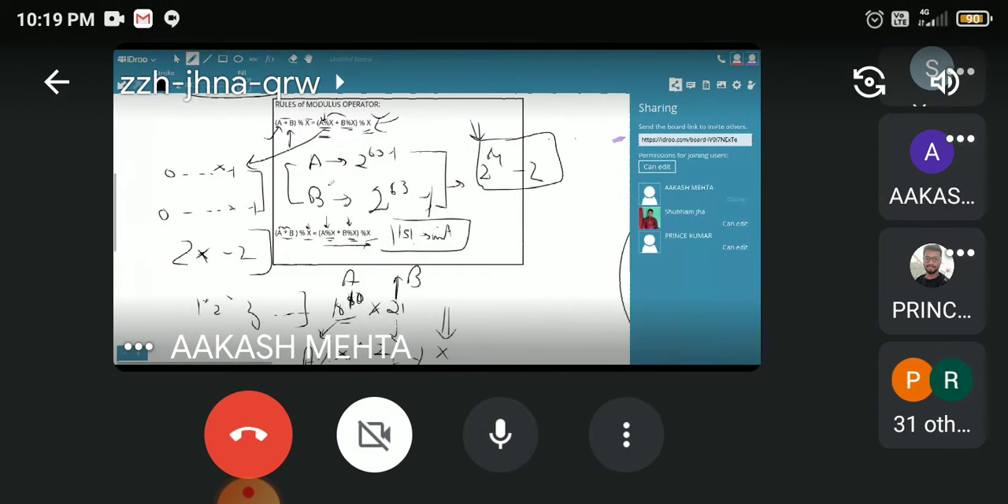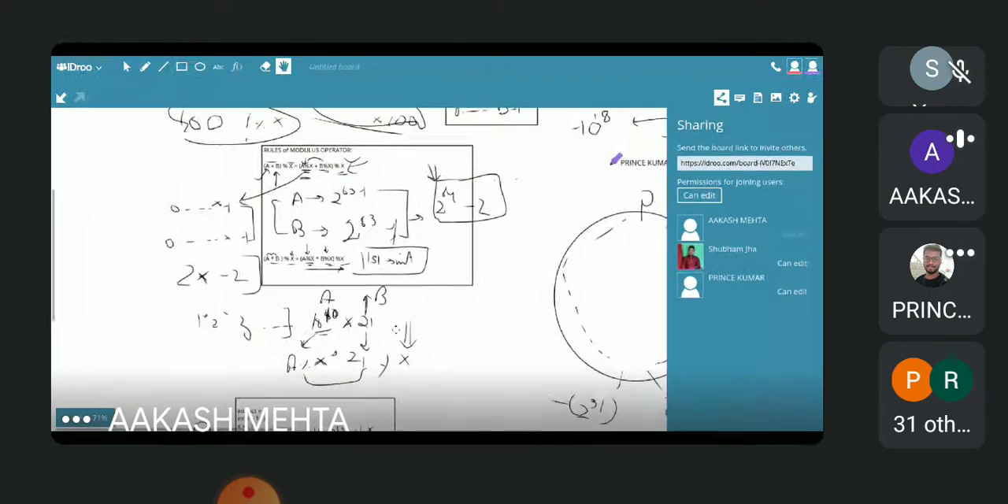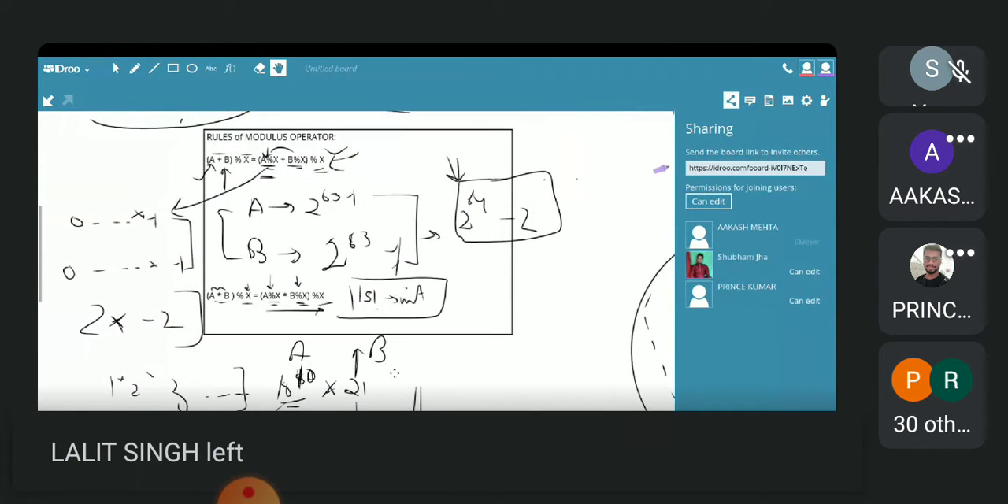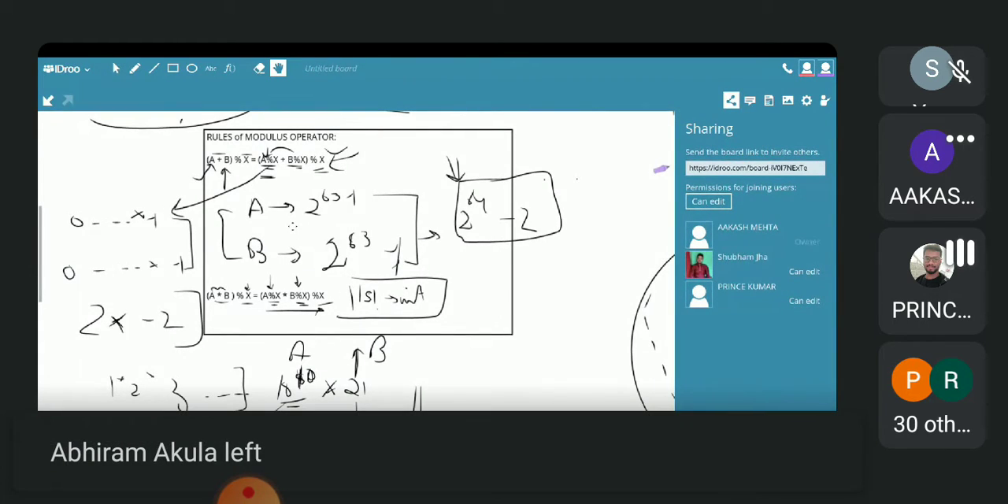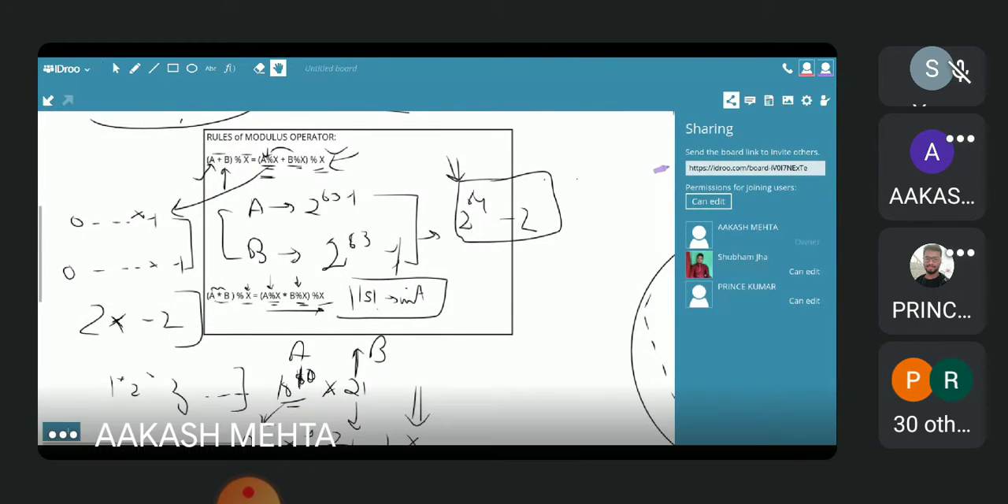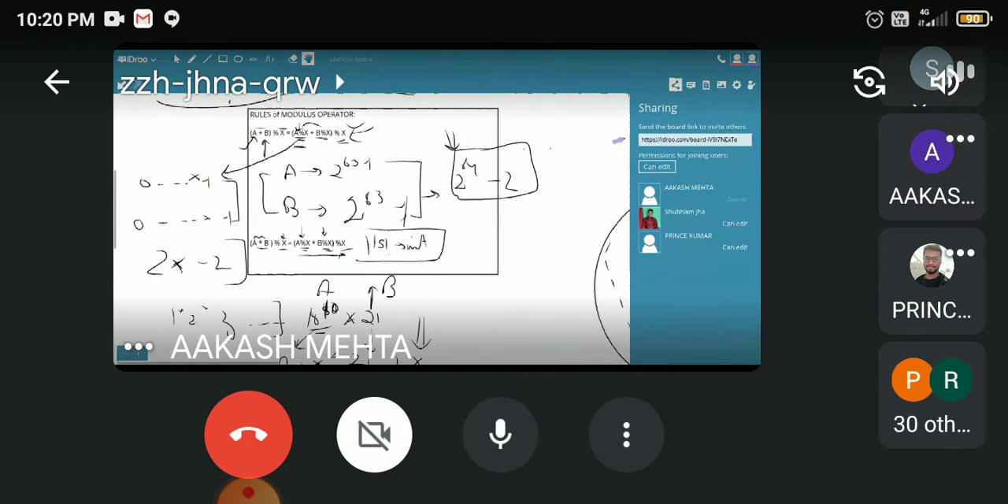Yes, sir. Okay. And one more thing: if you are computing a into b modulo x as a modulo x into b modulo x, make sure that your x is in the range of 10 to the power 9. If it is greater than 10 power 9, then you cannot do it this way. Sir, but what is the logic in that?